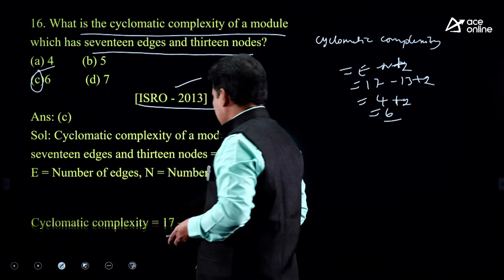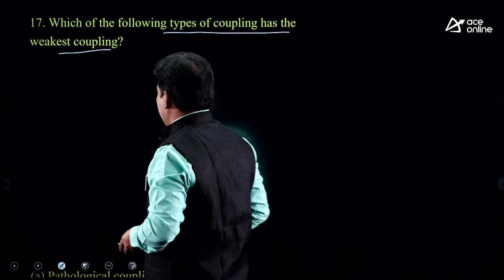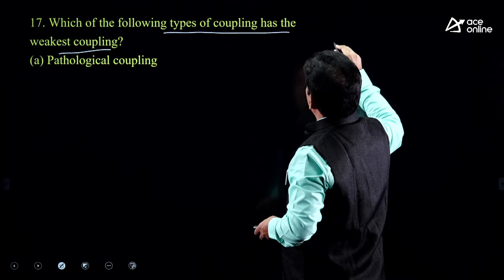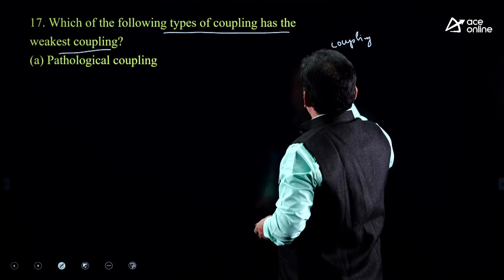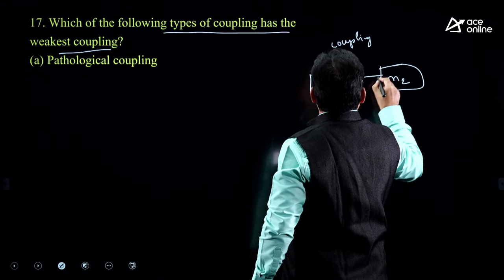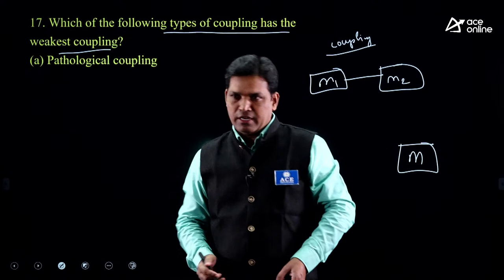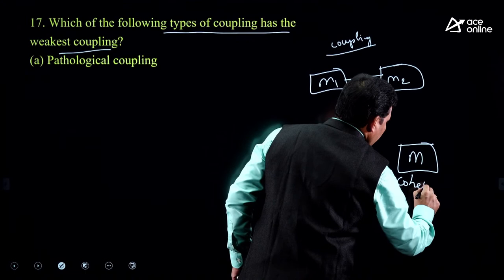Coming to, which of the following types of coupling has the weakest coupling? We know what is meant by coupling and what is meant by cohesion, when designers want to design a software system. Let's take two modules, module 1 and module 2. If both modules depend on each other while performing an operation, then we call it coupling. If a module is independent while performing an operation, not depending on any other modules, we call it cohesion. To design a better quality software system, cohesion should be high, whereas coupling should be low.